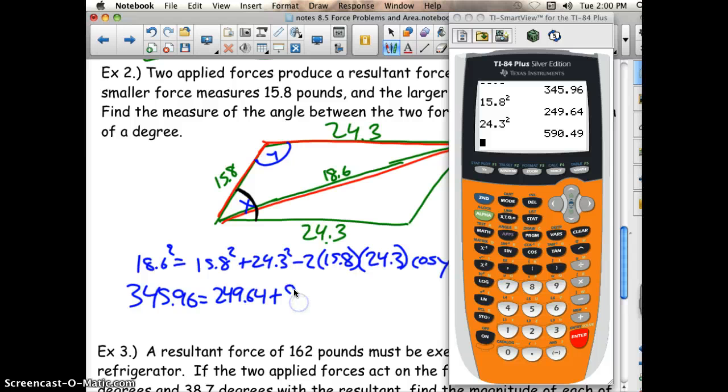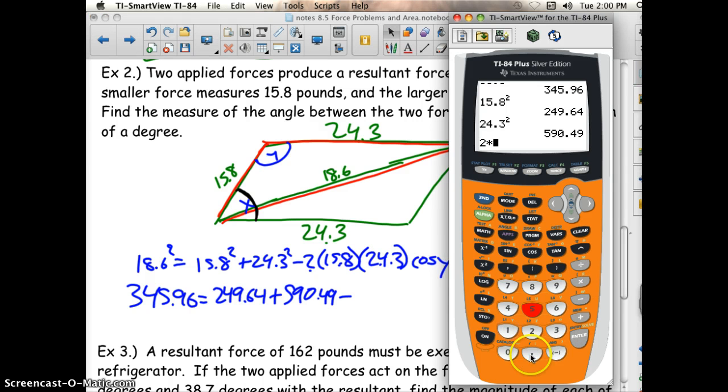And I get 590.49. And then minus, now I can multiply 2 times 15.8 times 24.3, and I'm going to get... oh, no, I didn't get it. 2 times 15.8 times 24.3. There we go, that's better. 767.88.